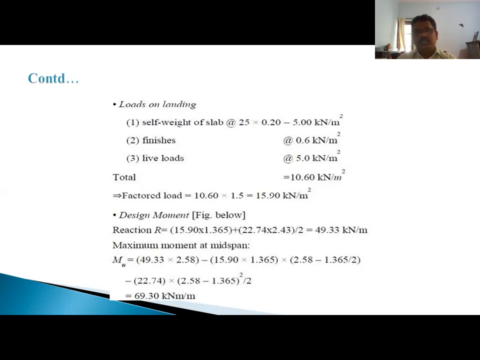So now we calculated the maximum load coming on the stairs and the maximum load coming on the landing portion. So this is the analysis. Next, what is the moment? The geometry is given, how the moment is coming. So reaction, I will take 15.90 into the landing distance, plus 22.74 into 2.43 divided by 2, will get around 49.3 kilonewton per meter. Maximum moment, of course, is at mid-span. Ultimate moment will be coming around 69.30 kilonewton meter per meter length.